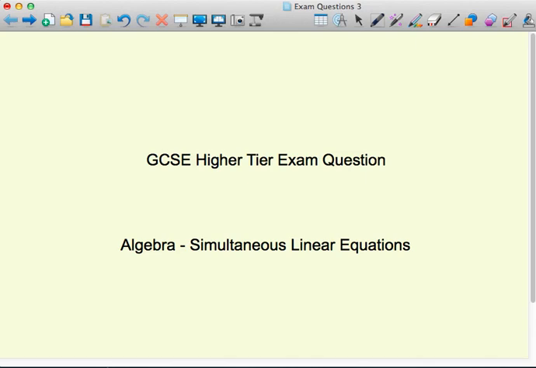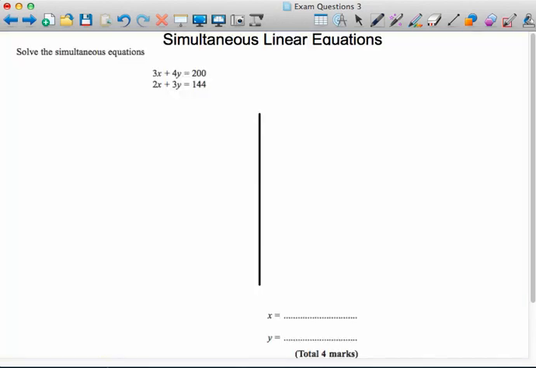Welcome to a GCSE higher tier exam question on simultaneous linear equations. Solve the simultaneous equations 3x + 4y = 200, 2x + 3y = 144. So we want to find the value of x and y that satisfy both those equations at the same time.